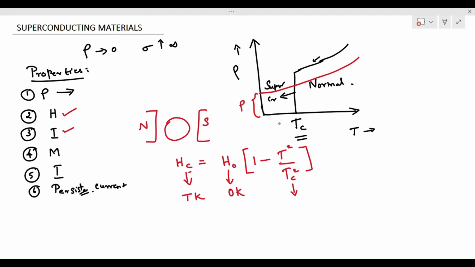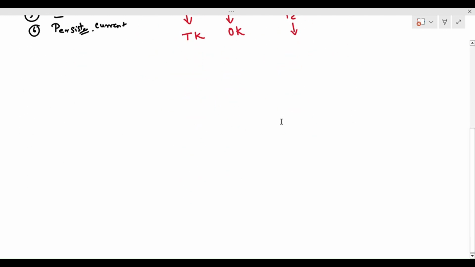Now, effect of current. Consider a superconducting wire. Let R be the radius of the wire. Let I amount of current be made to flow through the superconducting wire material. This applied current induces some magnetic field in it because of electromagnetic induction. This induced magnetic field will destroy the superconducting property of the wire.